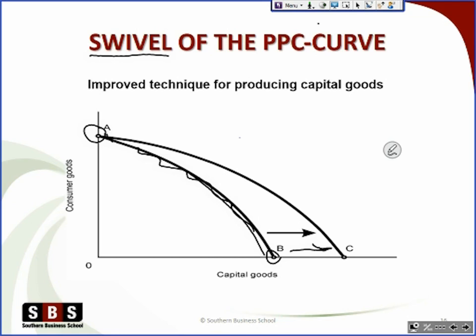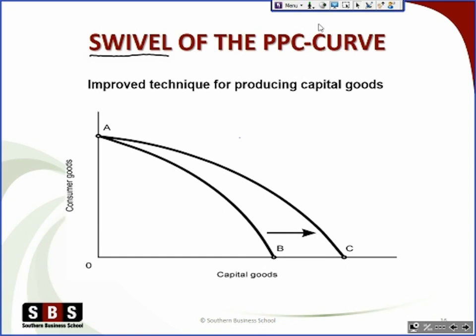So if there was, for instance, an improvement in pillows, forget this one now, then this one would have stayed constant, but the curve would have swiveled up to there. So then you would have had a swivel that way. So then there was an improved technique of producing consumer goods, or it could have been pillows as well. Okay, so if you've got to illustrate where a curve swivels, then that is what you've got to show. But as I say, it could also swivel the other way.